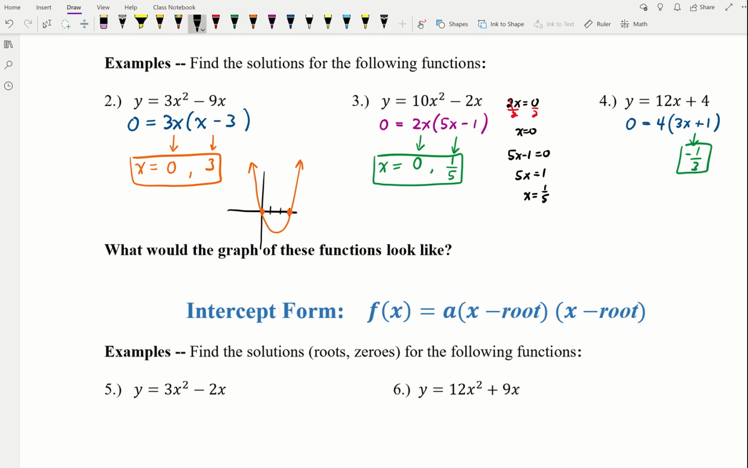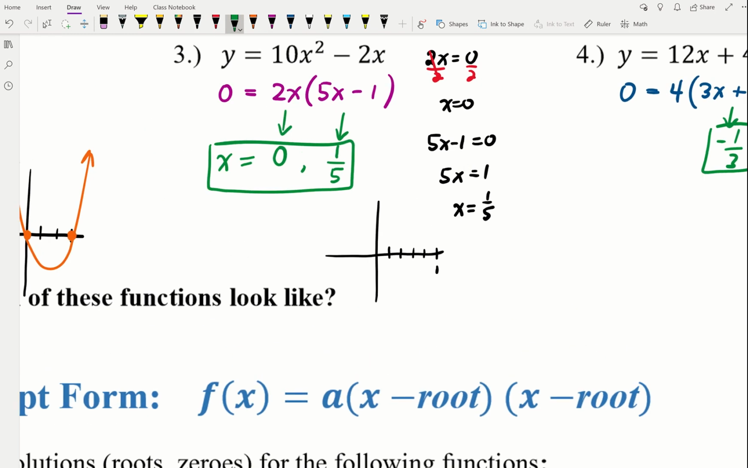Whereas if I look at this graph, all right, my x-intercepts were at 0 and 1/5. Well, 1, 2, 3, 4, 5. I'm going to call that 1. That means that my solutions, or x-intercepts, are going to be right here at 0 and 1/5. Again, the parabola is positive. It's going to open up. So again, all we're trying to do is help build the connection that there is a relationship between the solutions and the graph. The solutions tell us where the x-intercepts belong on the graph.